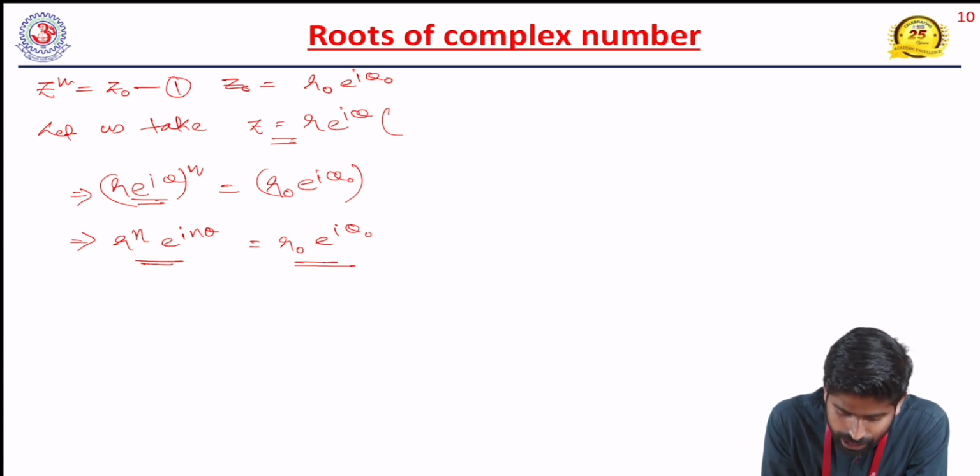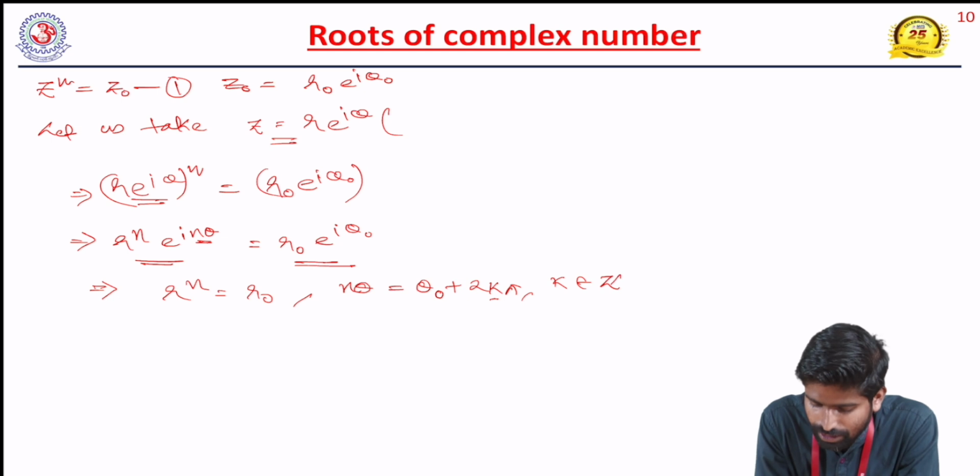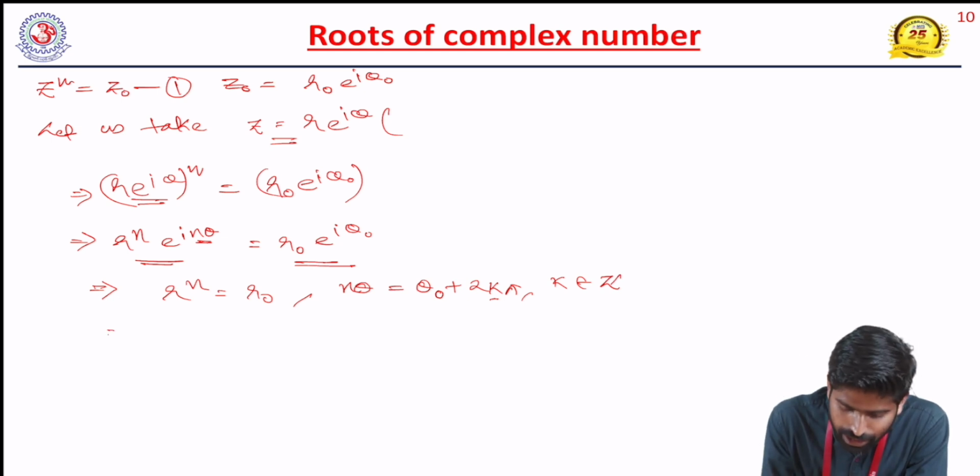What does this mean? This means that we need to have r^n equal to r₀, and nθ, this is the argument of this one, nθ should be equal to θ₀ plus 2kπ. Here I am using k because n is already there. The condition is only that k belongs to Z. Correct? So this implies what will be r?